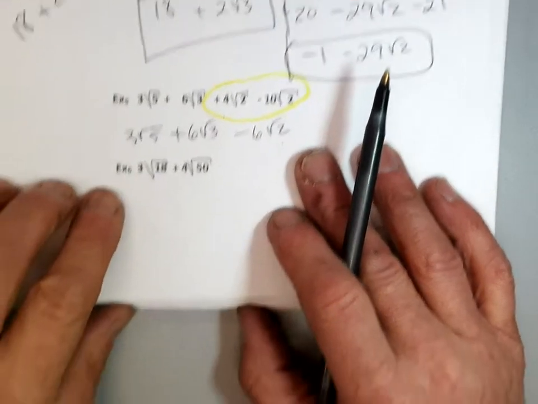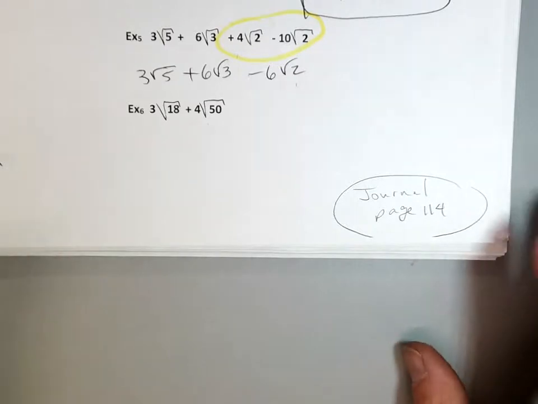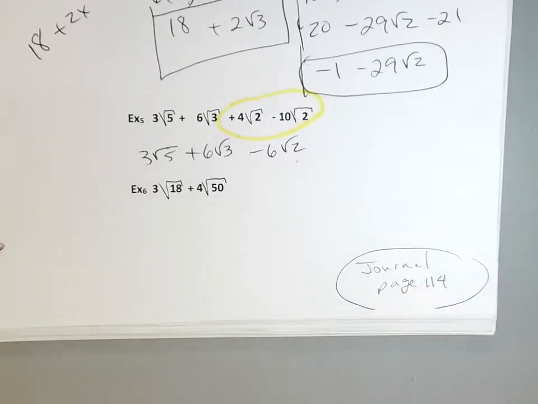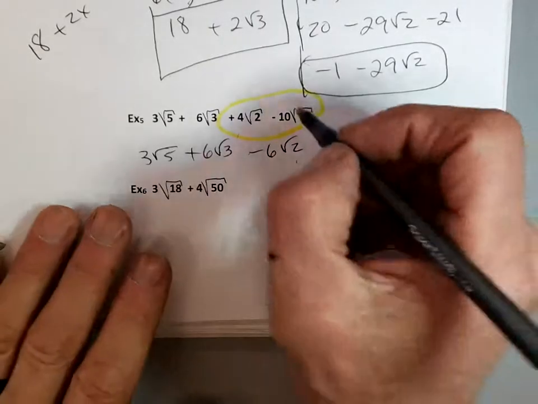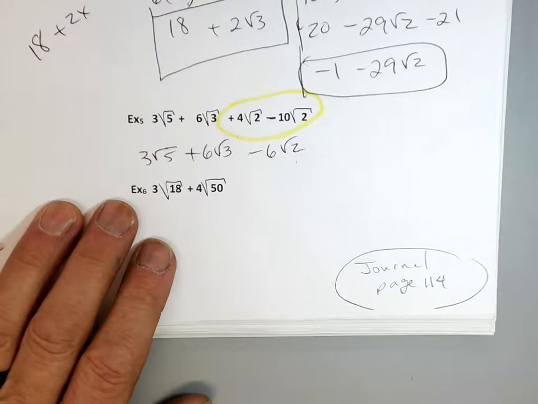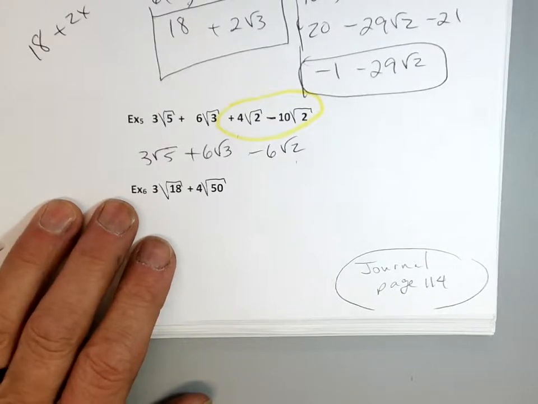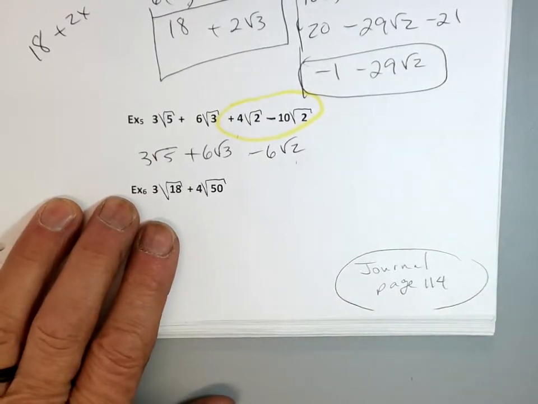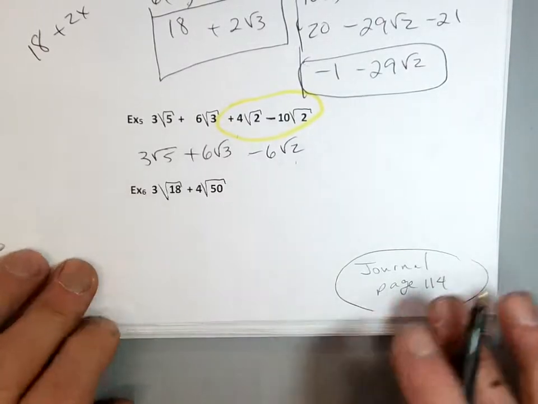Now, 6. Wait, I have a question. Yeah, you bet. So, for the 2's, why didn't you just multiply them? Where? With the 4 square root of 2 and the negative 10 square root of 2? Oh, it's a subtract. Leanne, it's a subtract, not a multiply, okay? All right, 6.